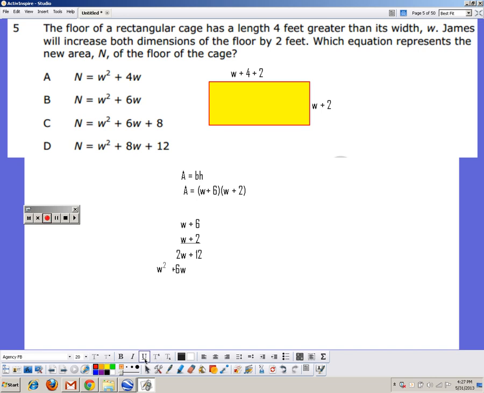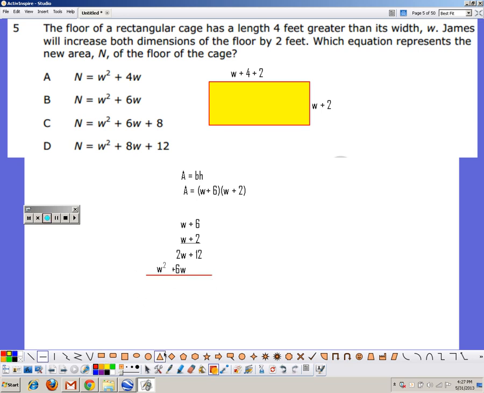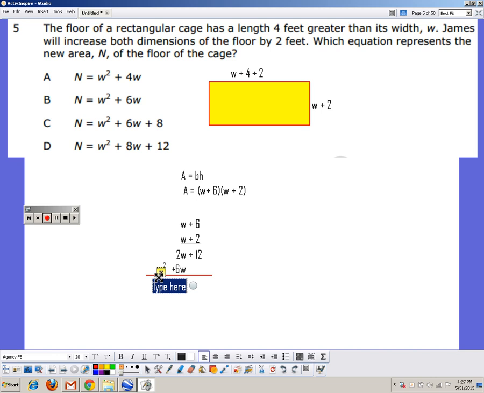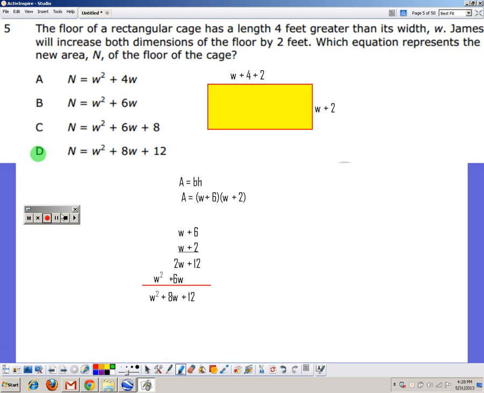So I am then going to add or combine like terms. So w squared is by itself. 2w plus 6w is 8w. Again, 12 is by itself also. So my answer is w squared plus 8w plus 12. So my correct answer is D.